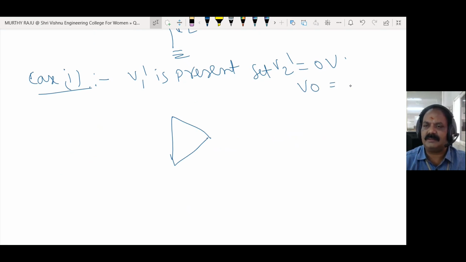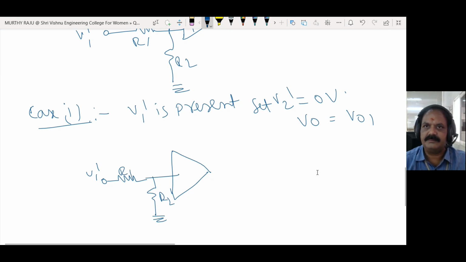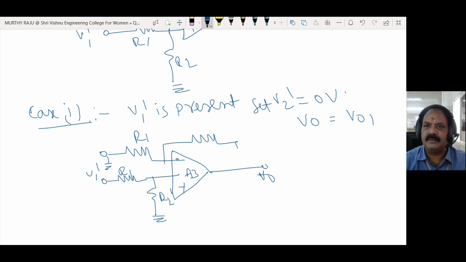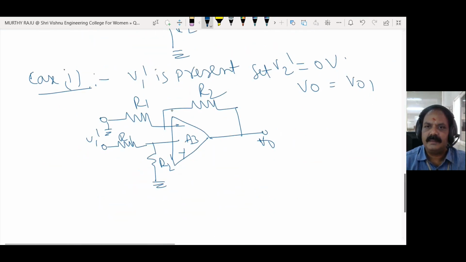Therefore, the output in this case is V0. V1 dash is present. This is R1, R2. This is connected to ground. This one is R1. This is V0. This one is R2. This one is VA. This one is VB.